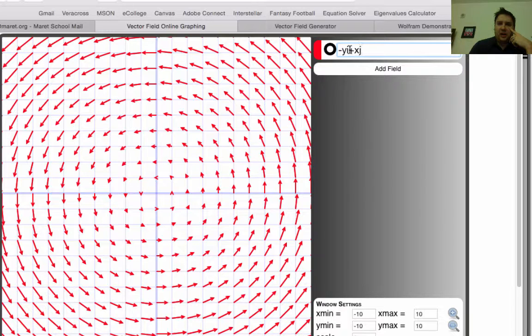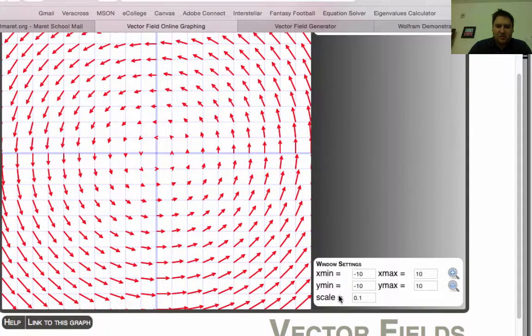And you remember that i is the unit vector, it's the vector 1 comma 0, and j is the unit vector 0, 1. So this is the same thing as the vector negative y comma x. And you'll notice a big difference here between what we just drew and what we've got going on here. And that's because my scale down here, hopefully you can see my scale, is at 0.1, so I've shrunk all the vectors by 90%.